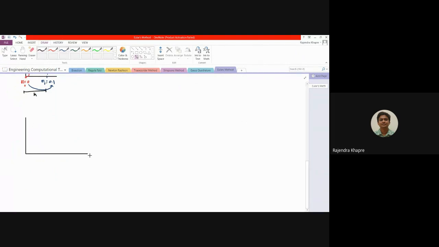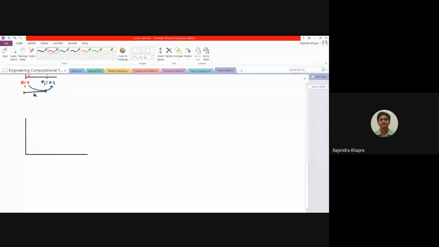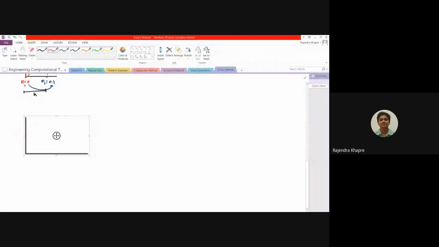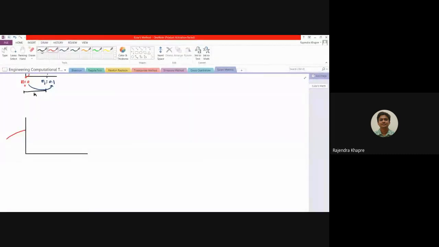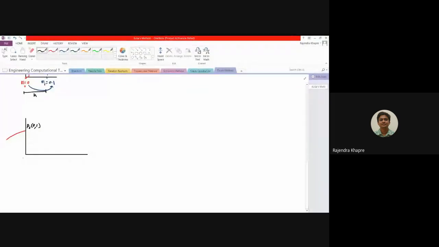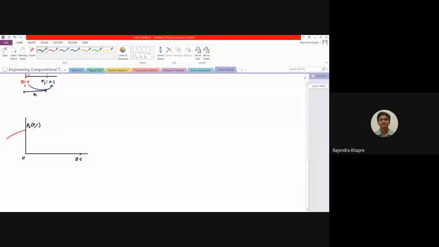This time I'll be using two iterations. Let me draw a slightly bigger angle like this. This will be my point p0, which has coordinates 0 and 1, and I want to know what the value is at 0.1.